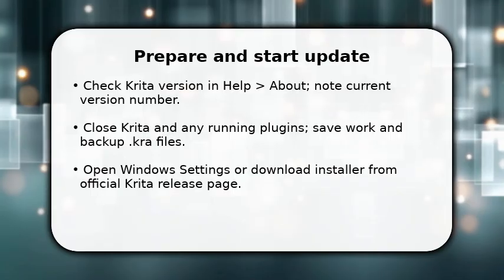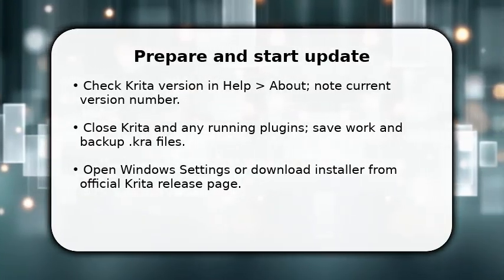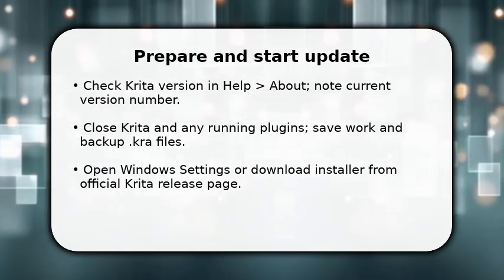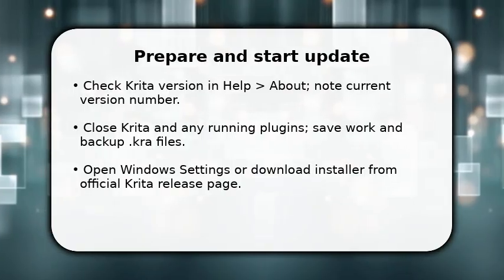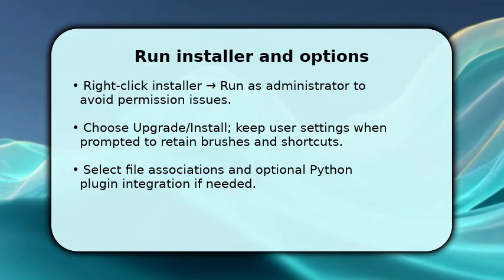Make sure you have admin rights on Windows. Finally, download the matching 64-bit installer or the appx/m6 package. Keep the file in downloads so you can find it immediately. Run the installer as administrator so the updater can replace system files.